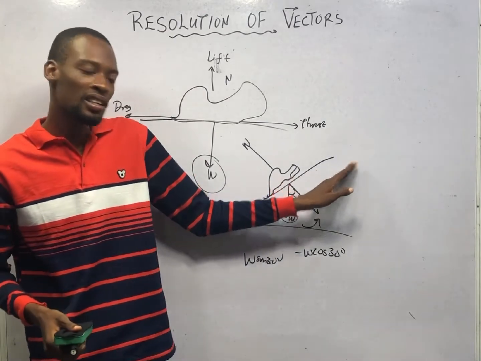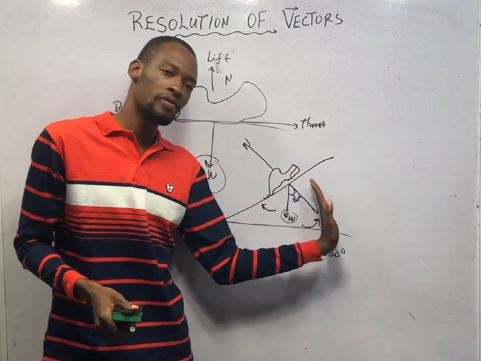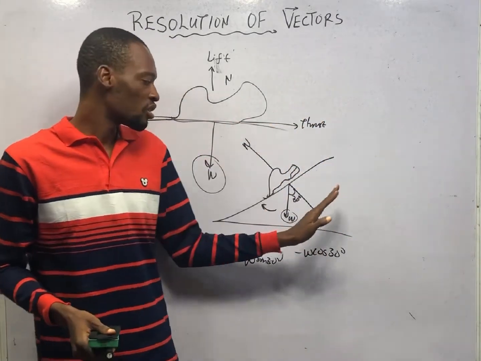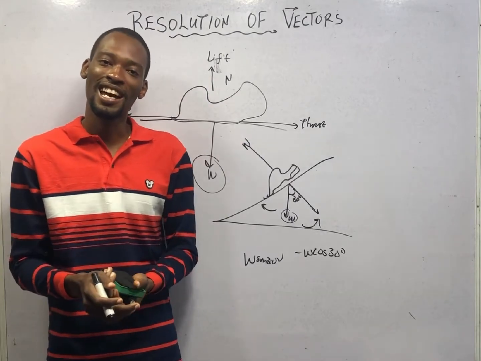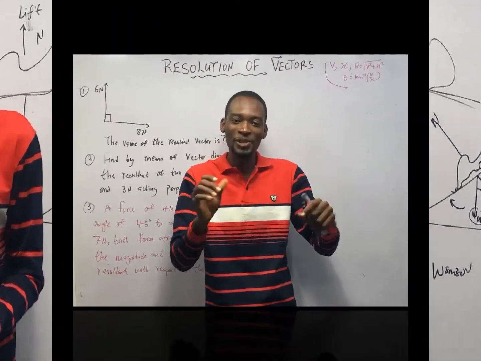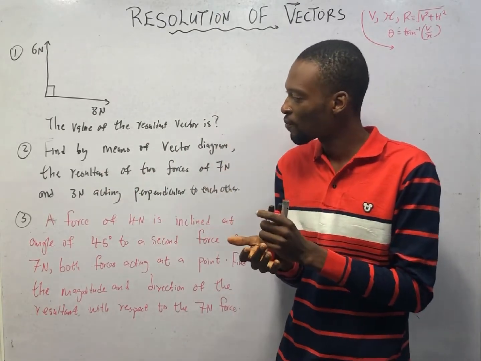Since this is an inclined plane and the weight is inclined at an angle, the weight is acting to the vertical and it is also acting to the horizontal. Ladies and gentlemen, let's see the questions I have in store for you. Like I told you, less of the talk, more of the business.